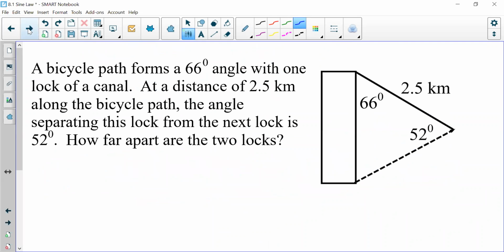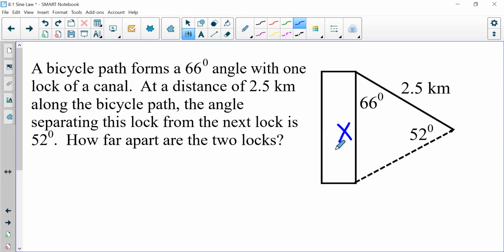Okay, now this question: a bicycle path forms a 66-degree angle with one lock of a canal. The distance between them is 2.5 kilometers. The angle separating this lock from the next one is 52, and they're asking you for the distance between the two locks. I'm looking for this side length here.